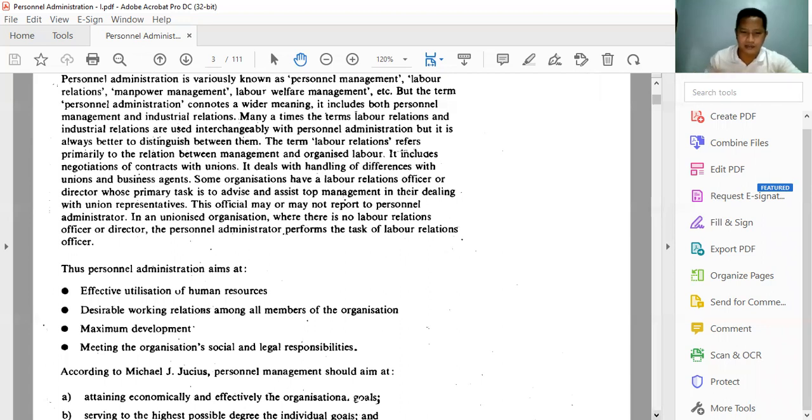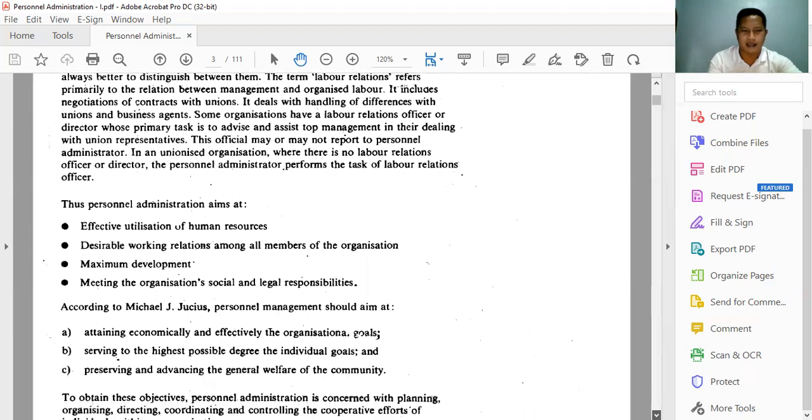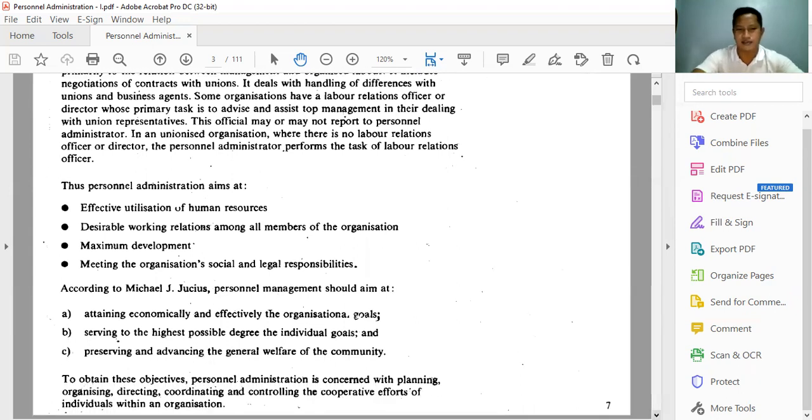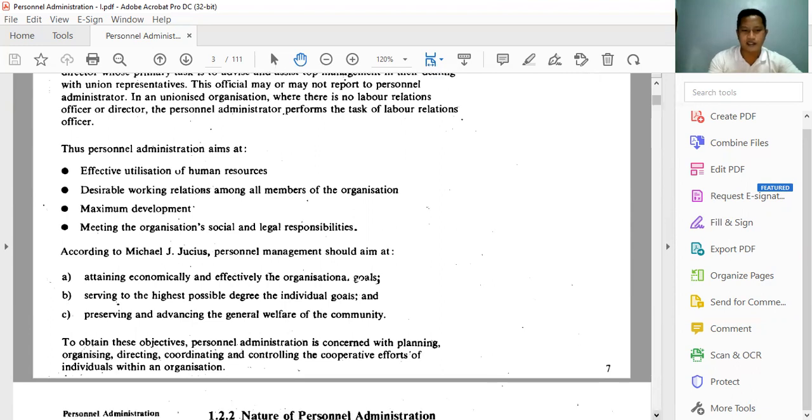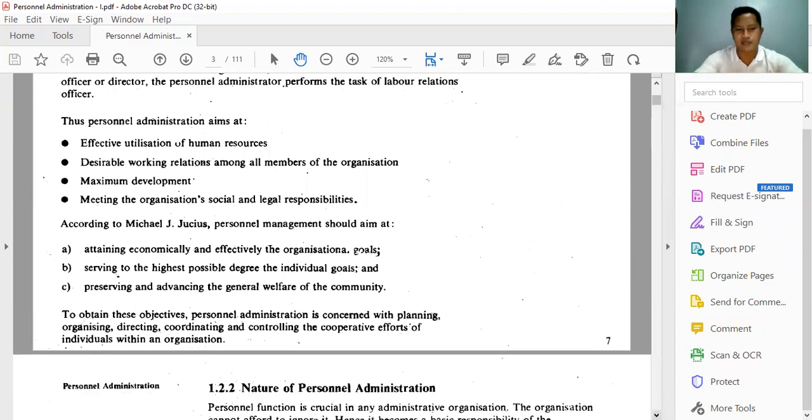According to Michael G. Hosius, personnel management should aim at attaining economically and effectively the organization goals, serving to the highest possible degree the individual goals, and preserving and advancing the general welfare of the community. So community that actually speaks to the people who are working in the organization. So to obtain these objectives, personnel administration is concerned with planning, organizing, directing, coordinating, and controlling the cooperative efforts of individuals within an organization. So cooperative jud ang giingon, dimension.